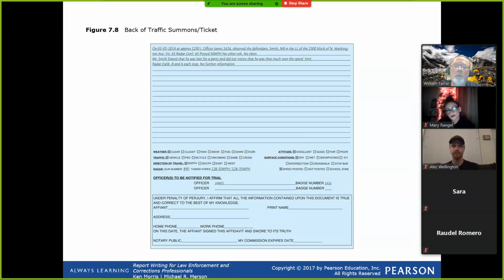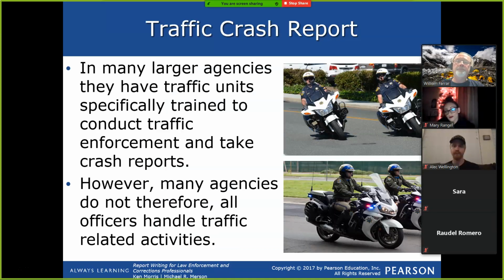Let's see. Here's a back of a ticket that's in your textbook that has a lot of lines on it. Again, the reason I think it's a little redundant, it's not from California, but all of this is actually on the ticket: the speed, the location, the person's name, etc. But having a couple lines on the back of the ticket to say the person was polite, or the person admitted that they did this, or the person said F you, or whatever they did, you can put that as a little notation in there.